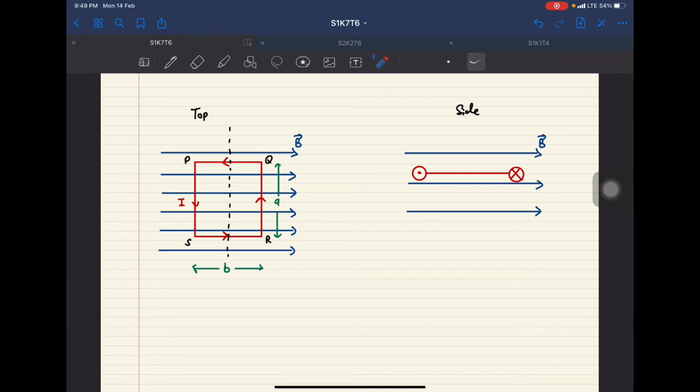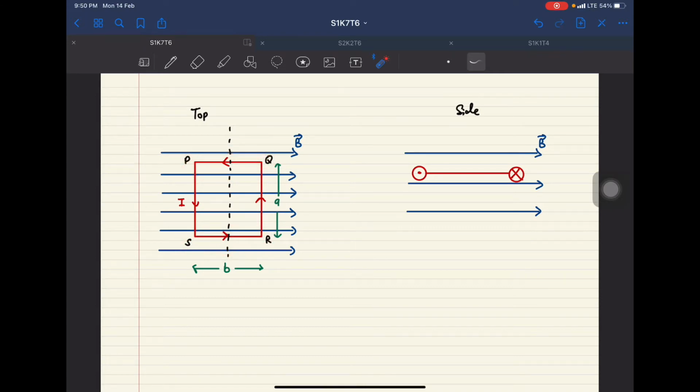So you have one part with force going out of the page, and another part where the force is going into the page. That force creates a rotational motion. How about PQ and RS? For these two, there's no force acting on them because the magnetic field is parallel with the current. If it is parallel and you use the formula of force, you have sine theta, which equals sine 0. That produces zero force, so this part basically produces no force.